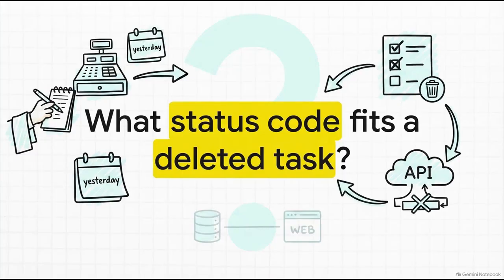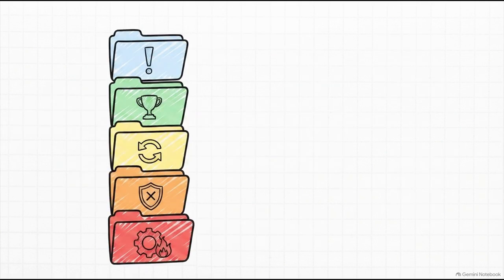All right, let's test this out with a real-world scenario. If a user asks our API waiter for an expense record or a task that was actually deleted yesterday, what status code fits that situation? Take a second, think about it. If you guessed a 4XX client error, specifically a 404 not found, you are spot on. You can officially speak the universal language of HTTP responses.